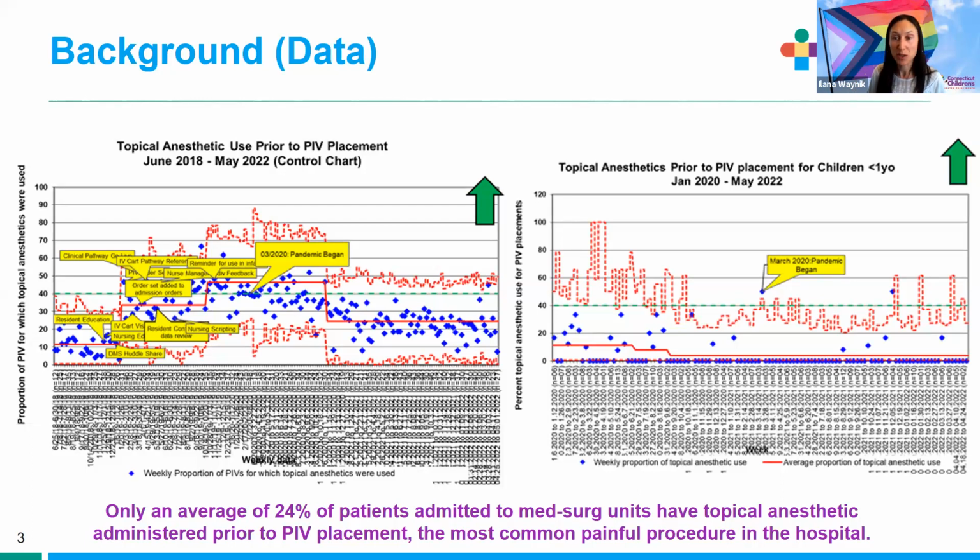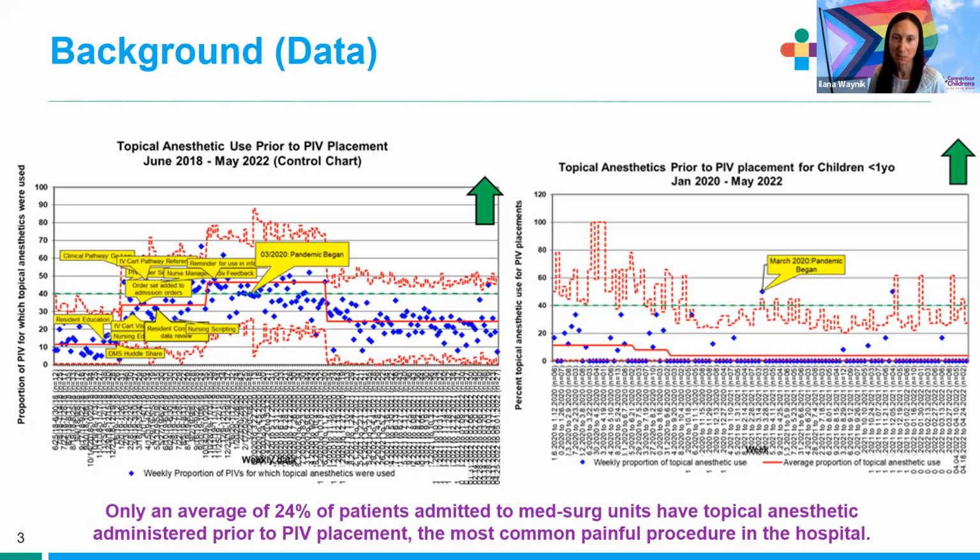So we did all this really great work. And then you can see 3/20/20 is when the pandemic started. And really soon after the pandemic started, our rates of topical anesthetic use for IV placement just tanked big time. Plug here for following data, because we would have never known that this happened if we weren't following data. But this is the story, and I'm going to tell you about this QI project 2.0.